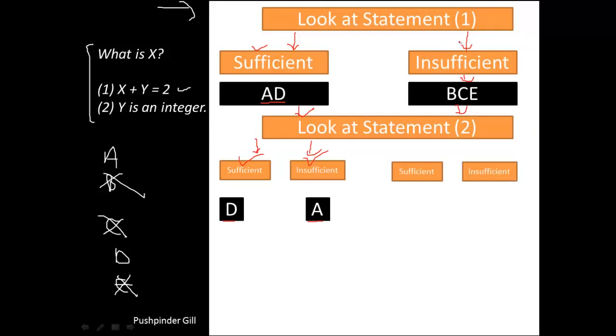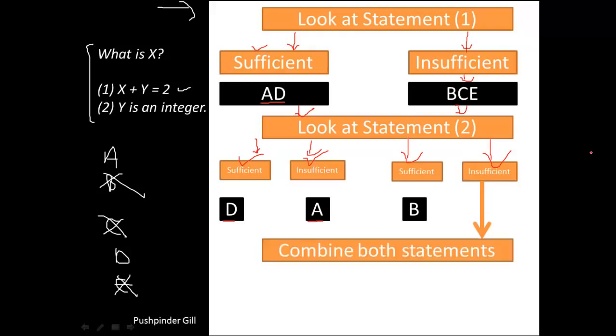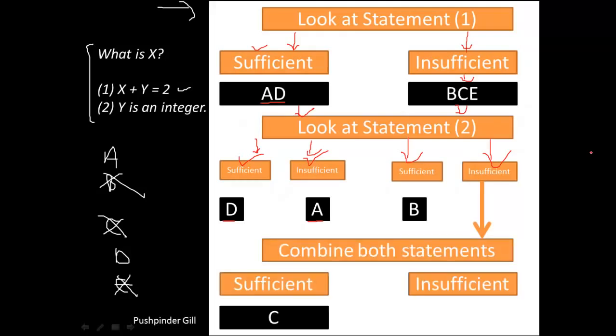If statement 1 is insufficient and statement 2 is sufficient, your answer is B. If statement 1 is insufficient and statement 2 is insufficient, then you try to combine both of them. Then it can either turn out to be sufficient or insufficient. Your answer is C if both together give you the answer, and your answer is E if even together they are not giving you the answer.